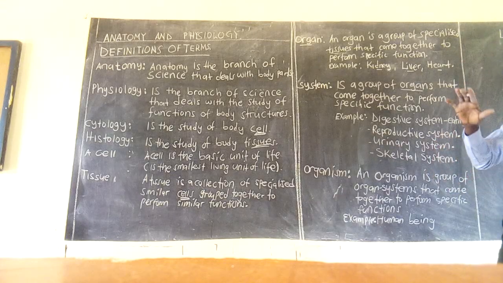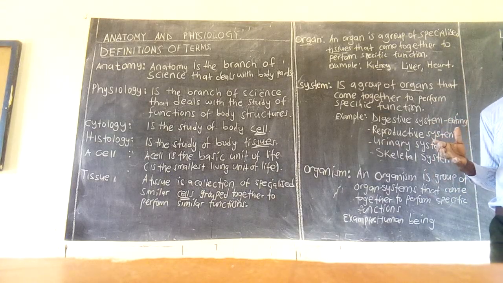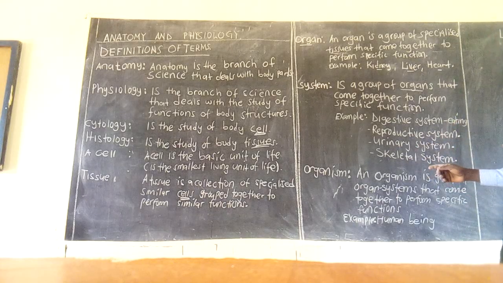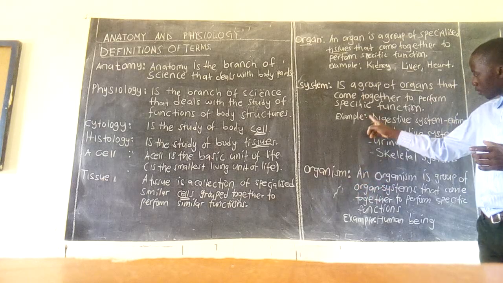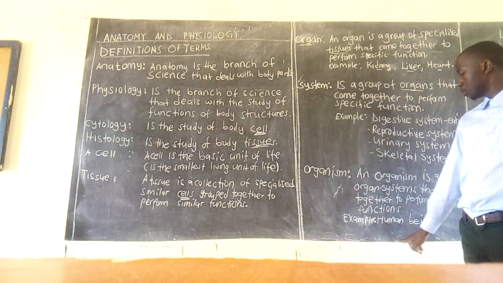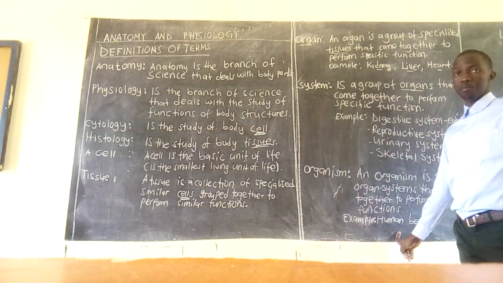So it is a complex organism structure of organ systems. For it to be called an organism, we must have all these systems active. An example of an organism is a human being.